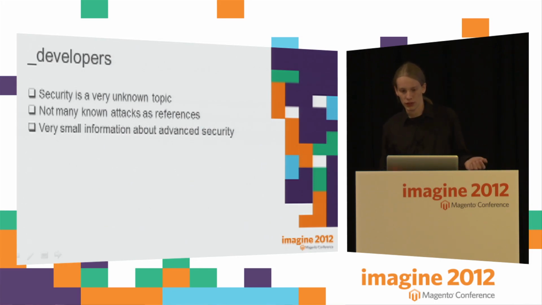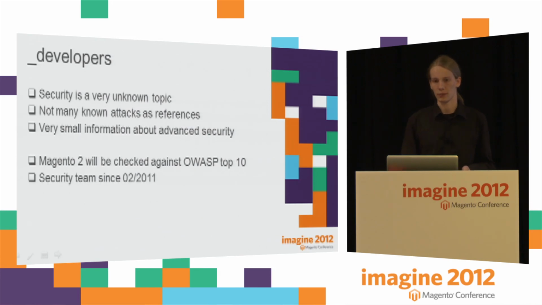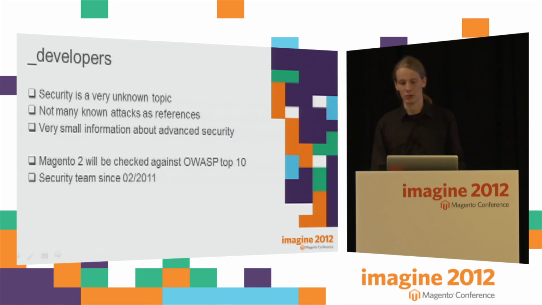But the good points are Magento 2 will be checked against the OWASP top 10. The OWASP top 10 is a list of the most common security issues and the most common mistakes in security. And also they have for more than 1 year now a security team which takes really good care about these issues.